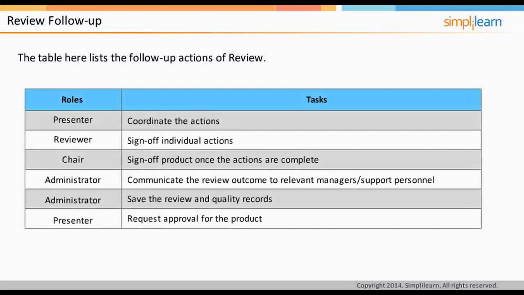The table on the screen lists the follow-up actions of review. After the review, the presenter should coordinate the follow-up actions. The reviewer signs off individual actions. The chair signs off product once the actions are complete. The administrator communicates the review outcome to relevant managers or support personnel. The administrator saves the review and quality records, and the presenter requests approval for the product. The reviewers and approvers of the product may be different. Let us recall the quality review technique in the next screen.